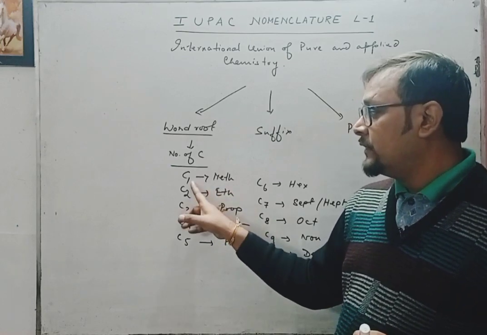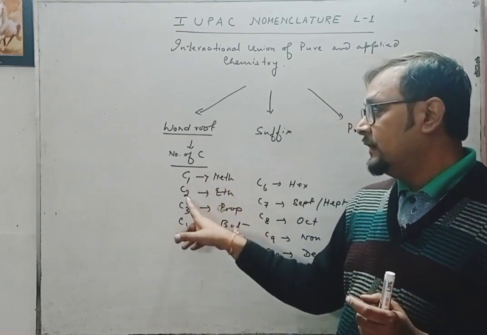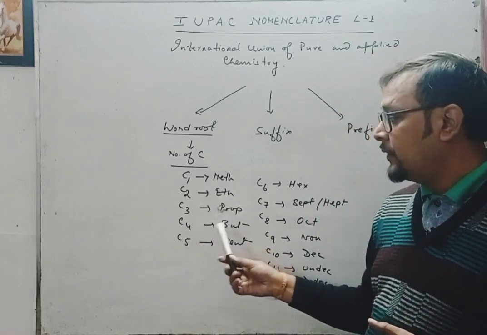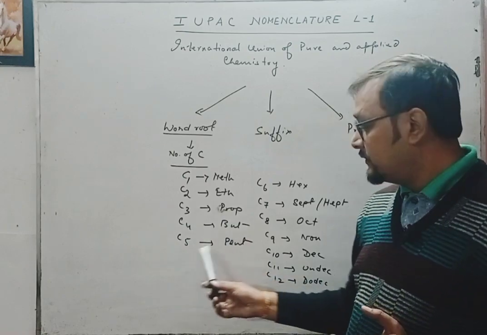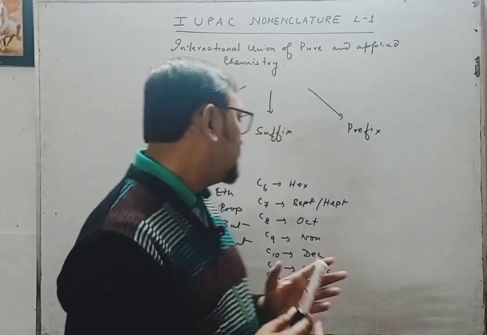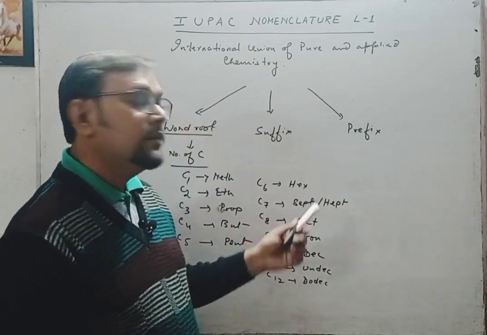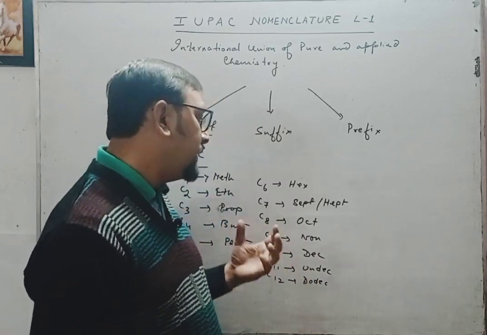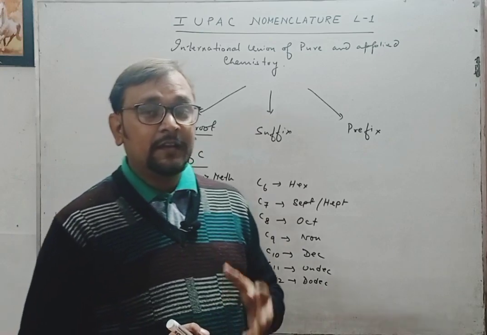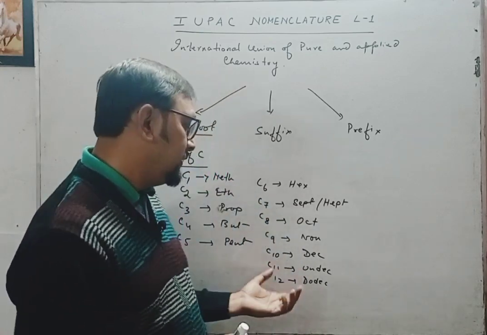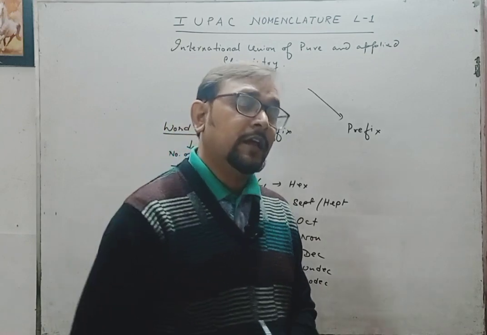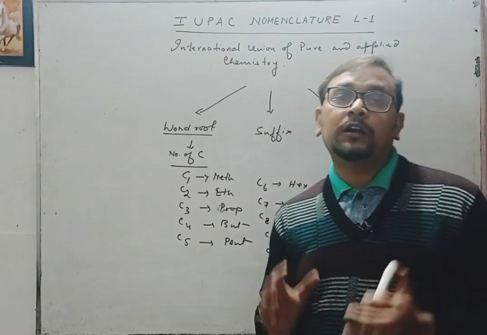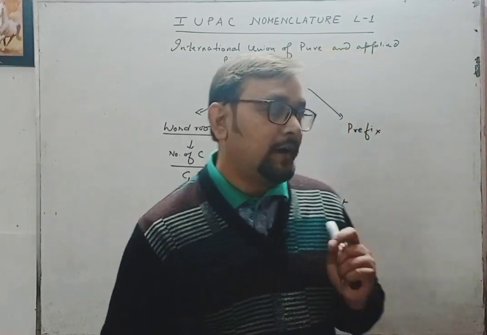Once again I am reading it out. If it is 1 carbon, we use meth. 2 carbons, eth. 3 carbons, prop. 4, but. 5, pent. For 6 carbons, hex. For 7, sept or hept. For 8 carbons, oct. For 9, non; 10, dec; 11, undec; and 12, dodec. If you learn till this, I think it's enough. So first, you go through the word root, which gives you the idea about the number of carbons.